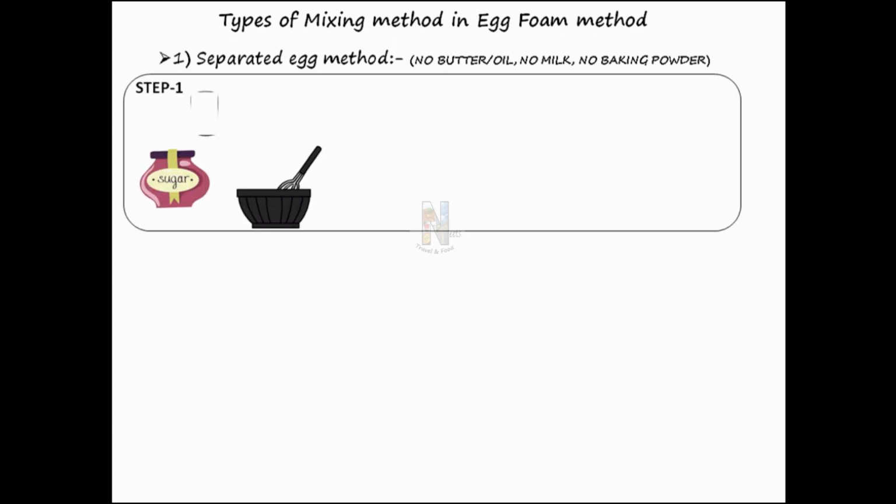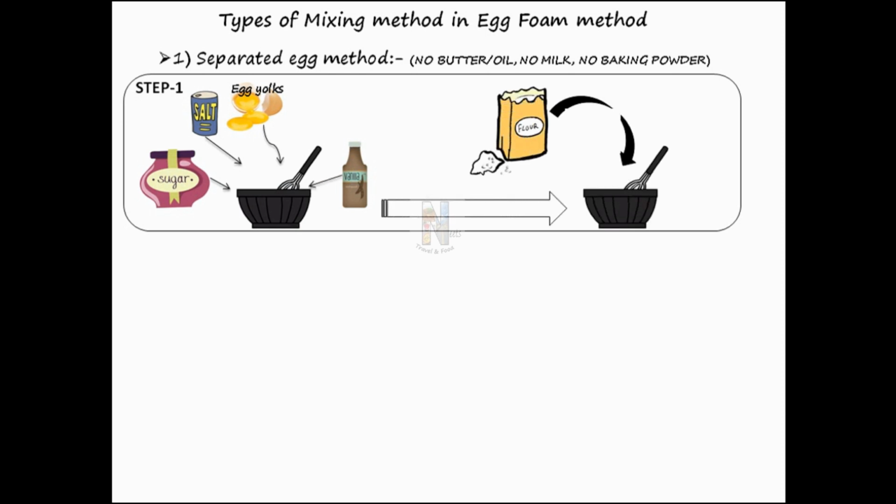Types of mixing method in egg foam method. First is the separated egg method, where no butter, oil, milk, or baking powder is used. Step 1. Egg yolks, sugar, salt and vanilla are beaten up together in a bowl and then flour is gently folded into the egg mixture.